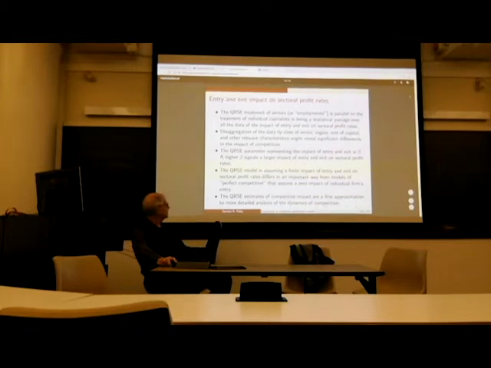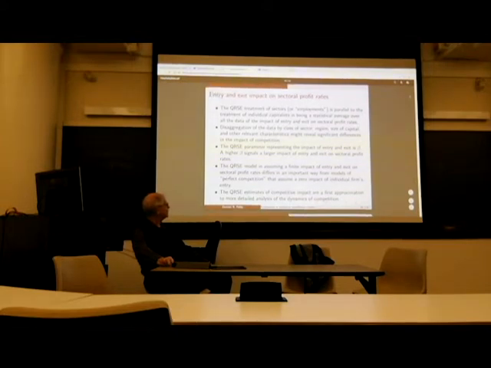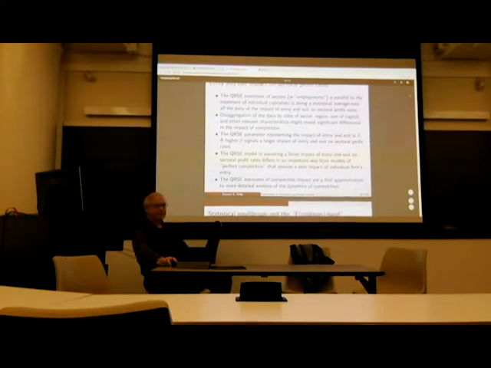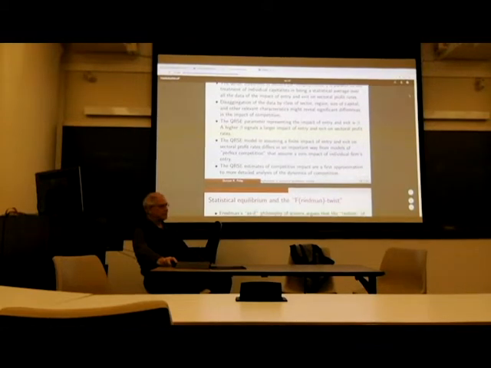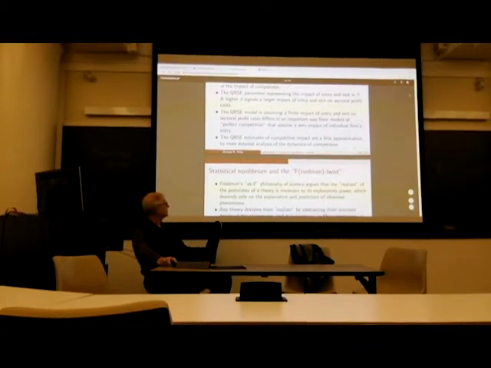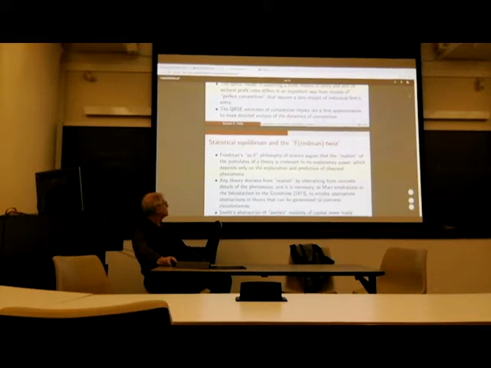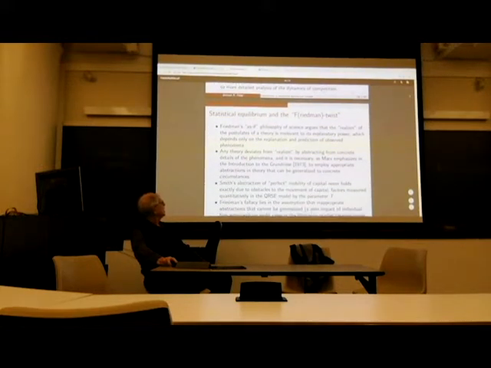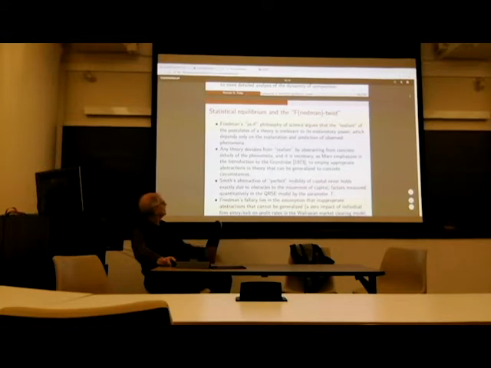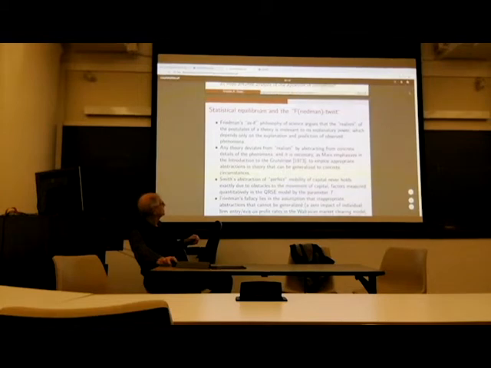The QRSC are, again, a first approximation. If we have more detailed data on particular episodes of particular classes of entry and exit, then you would get a more detailed picture of what's going on. And finally, this is my final point, I would argue that Friedman's as-if philosophy of science argues that the realism of the postulates of the theory is irrelevant to its explanatory power, which depends only on the explanation and prediction of the particular phenomenon.